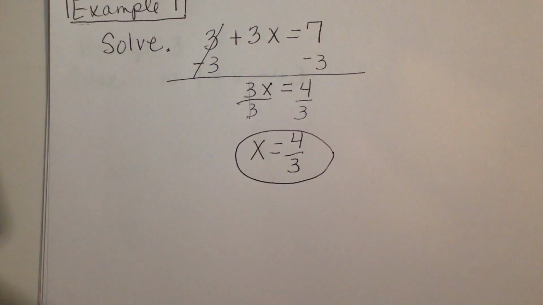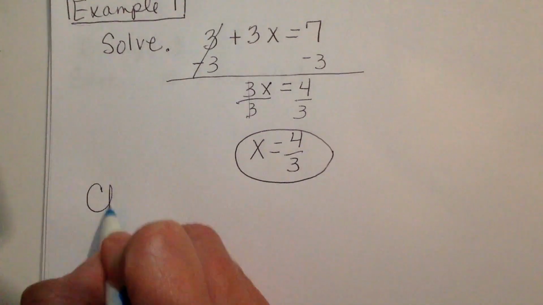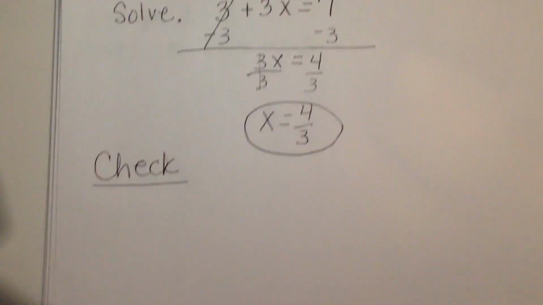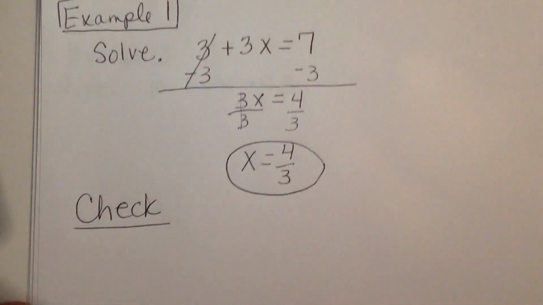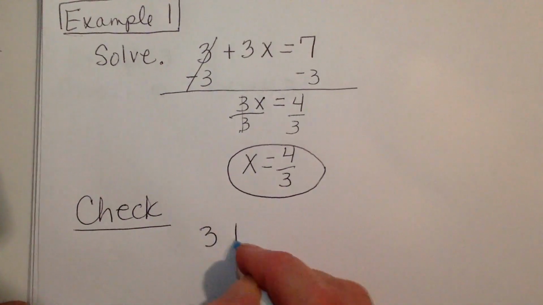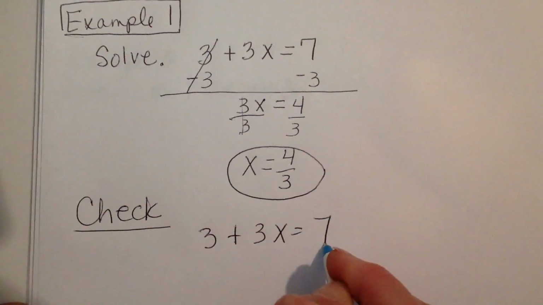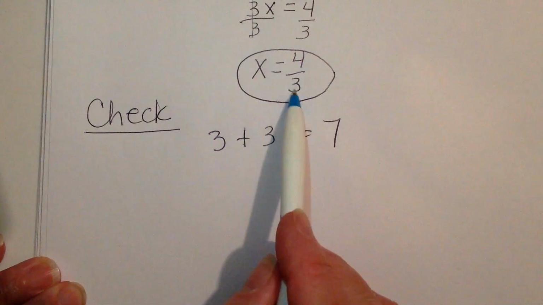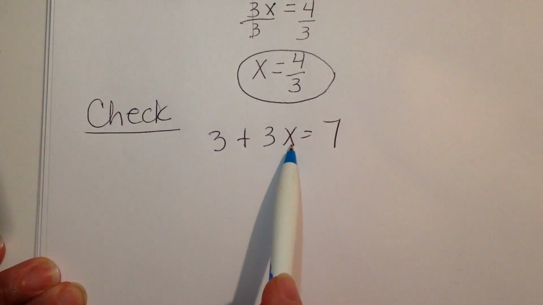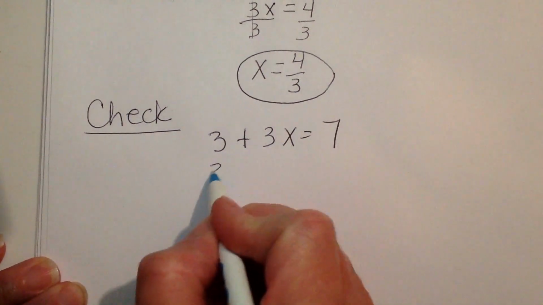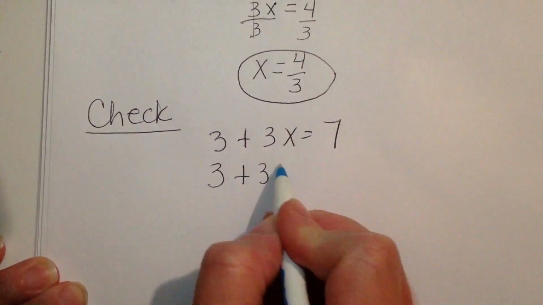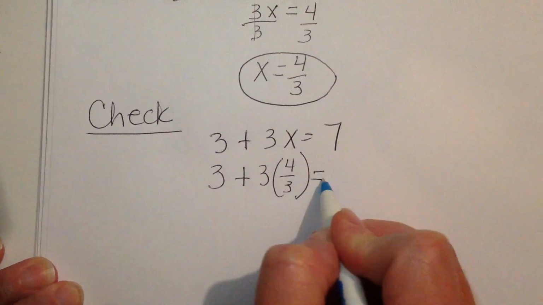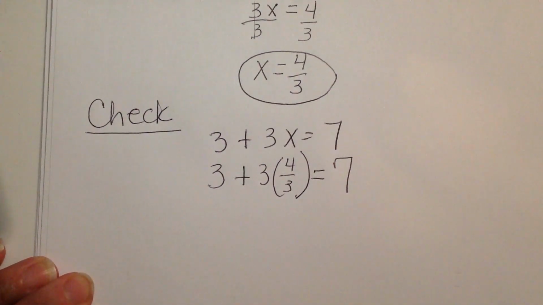4/3. You can check every equation that you solve. To check, you will take the original problem, 3 plus 3x equals 7, and you will substitute in your answer 4/3 in for x. So I'll have 3 plus 3 times 4/3. Does that equal 7?